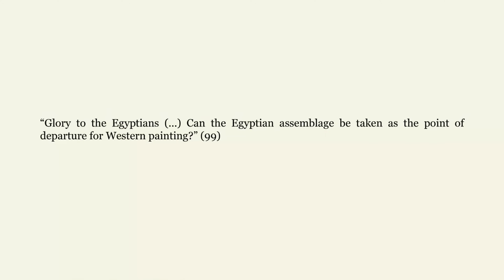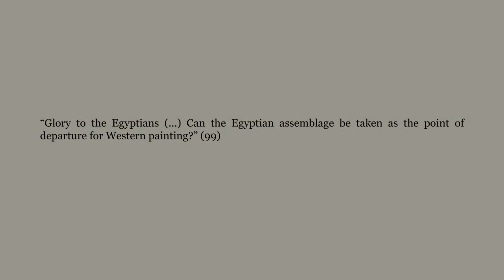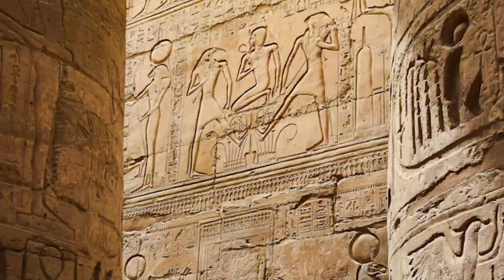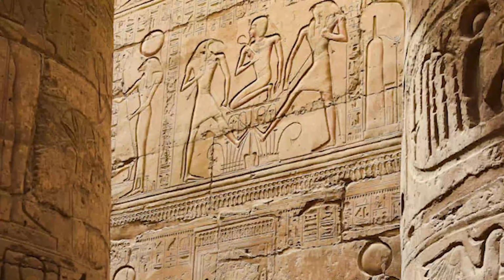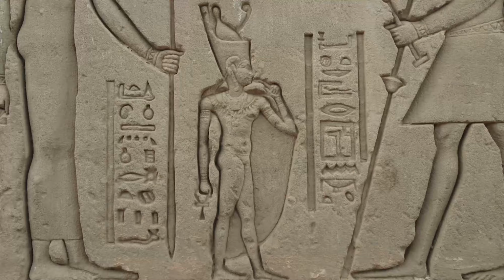Glory to the Egyptians, Deleuze says. Can the Egyptian assemblage be taken as the point of departure for Western painting? The ancient Egyptians notoriously created the technique called bas-relief, as I've mentioned a moment ago, in which figures are projected on a surface that has a shallow depth. It is in relation to the bas-relief that Deleuze first develops the 6 criteria, and he says the following.